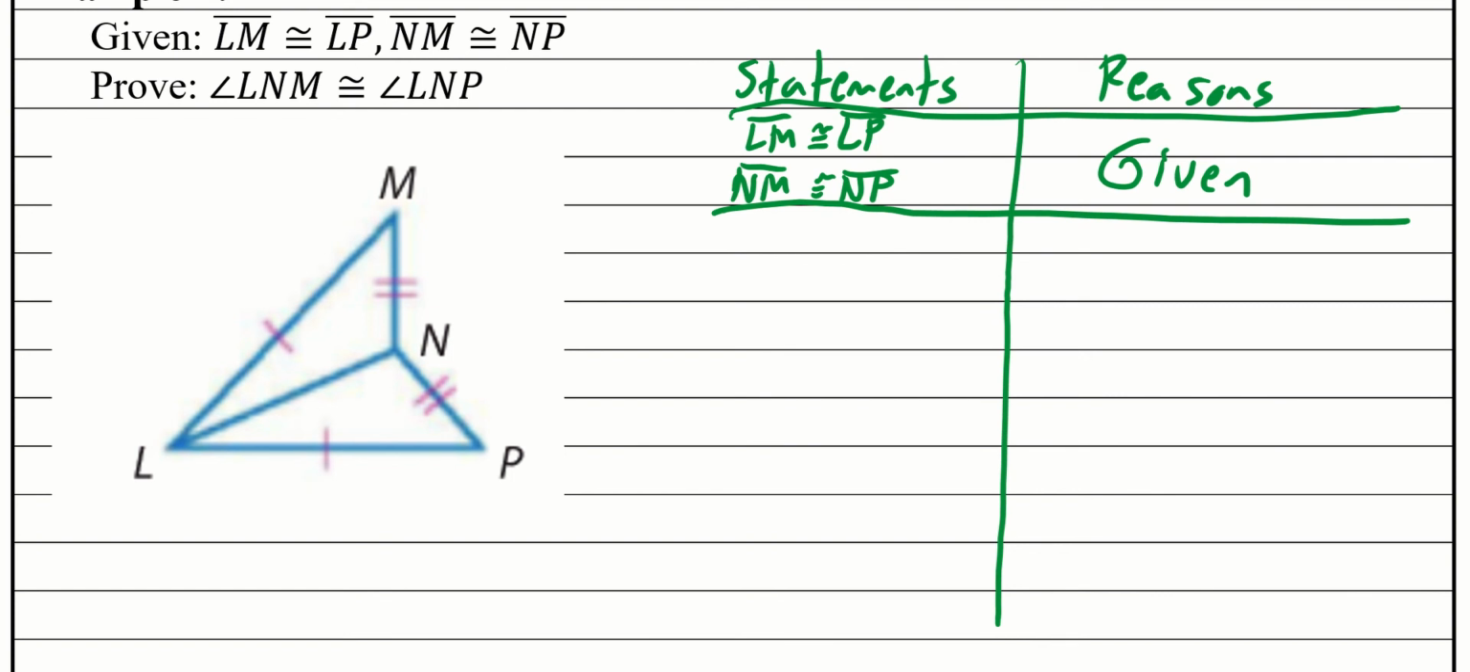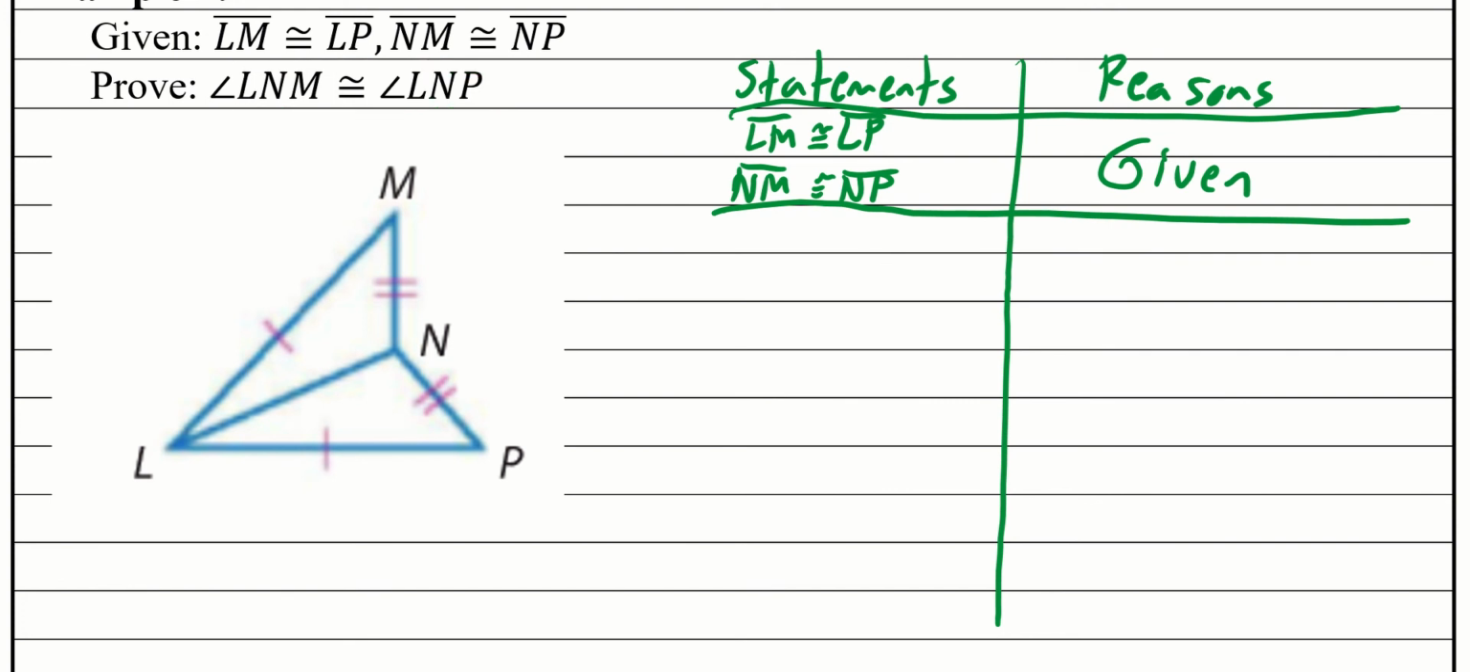Okay, so this is good because we've already got a lot of our information that we're going to need here. But notice the biggest difference between this proof and all the ones that we've done so far is that our end goal is not to prove that triangles are congruent anymore, but that these angles are congruent, LNM and LNP. So if I want to show this, we're still going to use that idea that we talked about, CPCTC. We're going to prove that the triangles are congruent first, and then we're going to tack on this last step here.